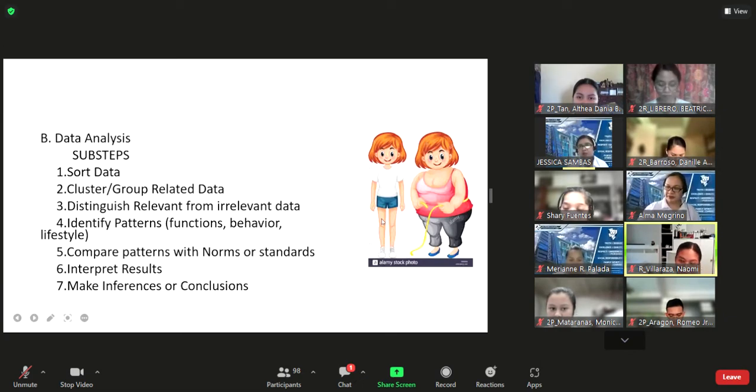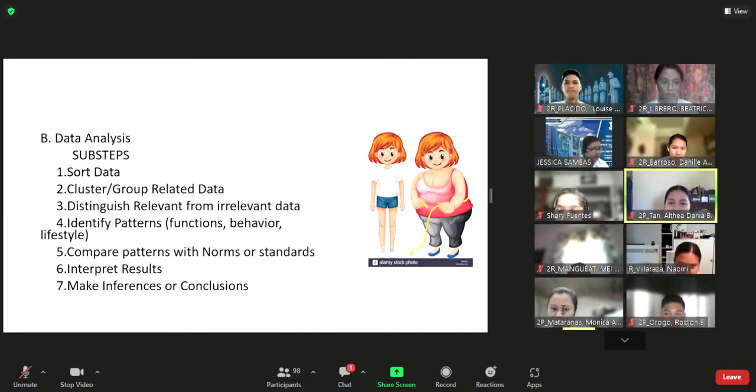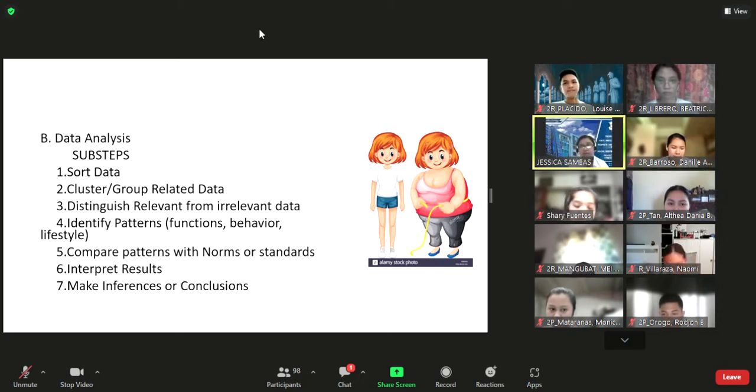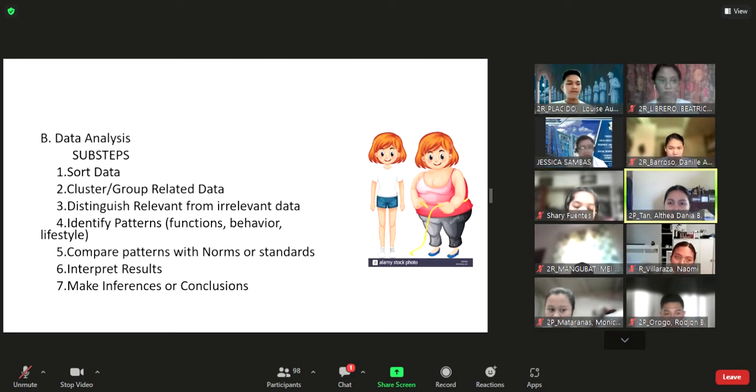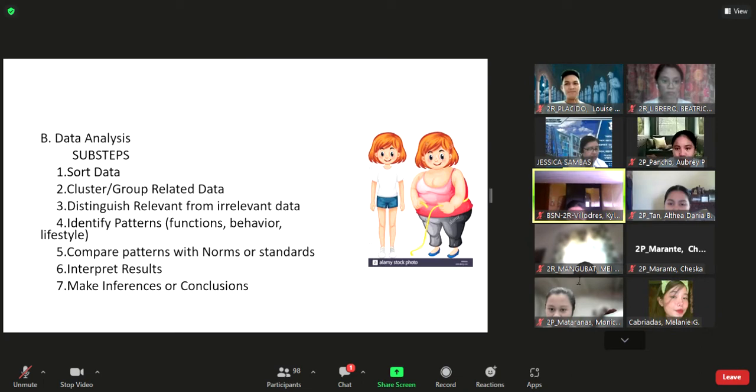After ng home and environment, Miss Labay. Assessment of each member po. Okay, we have the health status of each family member. Next to that, we have values and practices. Okay, values, practices, and health promotion. So basically, that's how we sort the data that we have gathered.